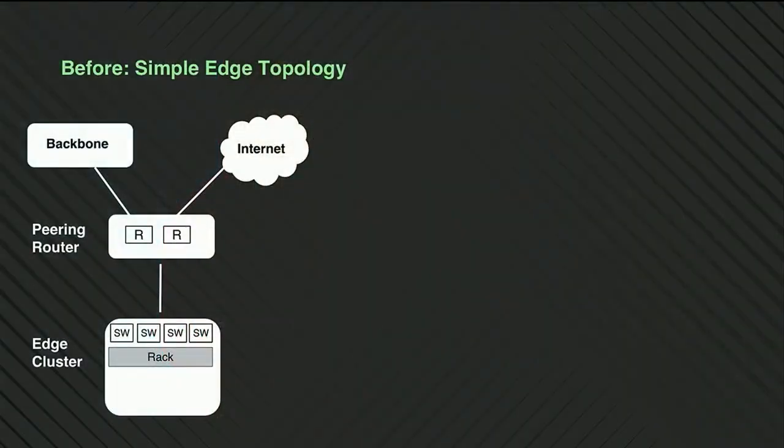So how do we do it? Take a simple edge cluster topology as an example. The cluster has 4 switches and a rack of servers caching content. It connects to the backbone, our own backbone network, and the internet through a small number of peering routers, for example, 2 routers. Before, we used to have such small, simple, and unified topology across all our edge networks. Now, with different regions seeing different traffic growth, we need to upgrade to different topology and hardware. Let's see how we can do it incrementally.